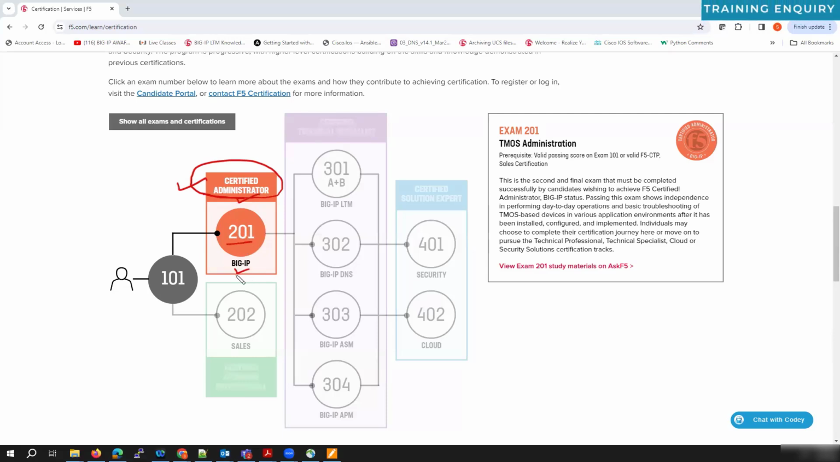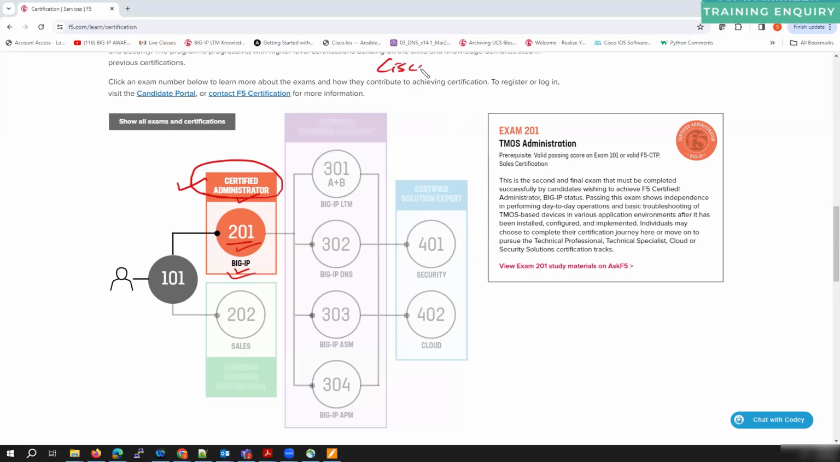Now they are not talking about the LTM. They're not talking about the GTM. Obviously, they have to talk about the LTM here a little. They have to talk about the load balancer as well. But mostly this exam is focusing on the BIG-IP as a device. So BIG-IP is a common device. Let me tell you one more thing.